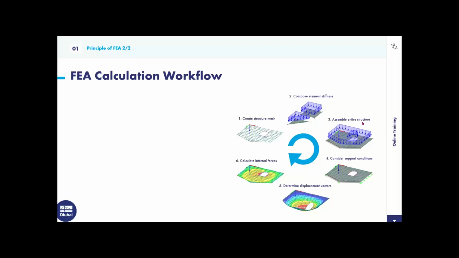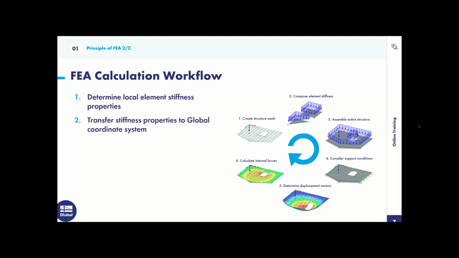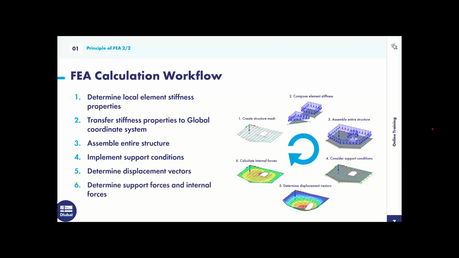Now we can go through the FEA calculation workflow. First, the local element stiffness relations, or the properties, are determined. Then the program changes the stiffness relation at each node to the global coordinate system. Then the entire structure is assembled. Fourth, the support conditions are implemented into the structure. Then the displacement vectors are determined. And lastly, the support forces and internal forces are determined.